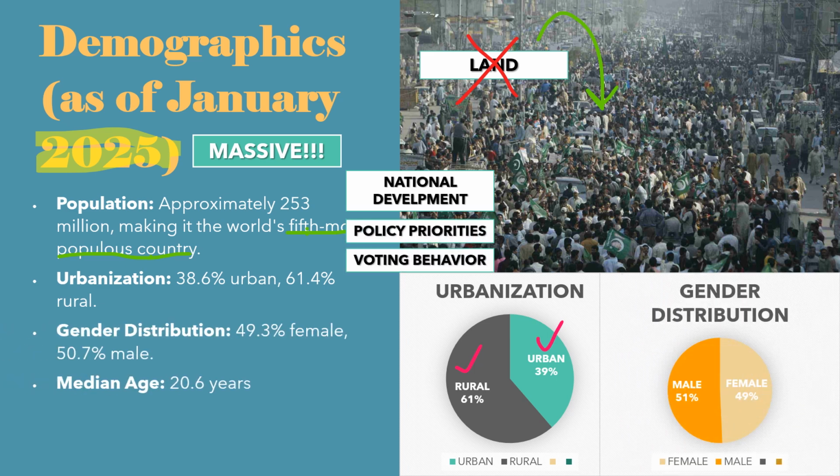And here's a key fact. The population is almost evenly split. It's 50.7% male and 49.3% female. This balance influences everything from education planning to labor force participation, as well as social programs. Pakistan has a very young population. The median age is just 20.6 years. This means half the population is younger than 21, a demographic that brings both tremendous potential and serious challenges.